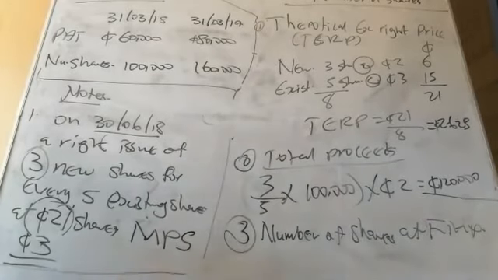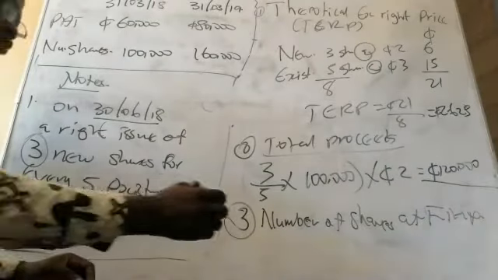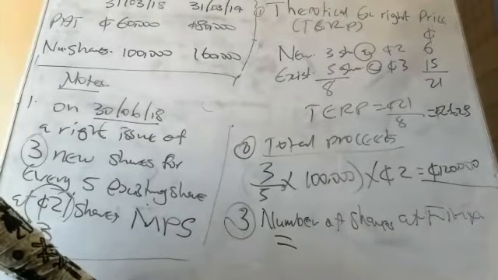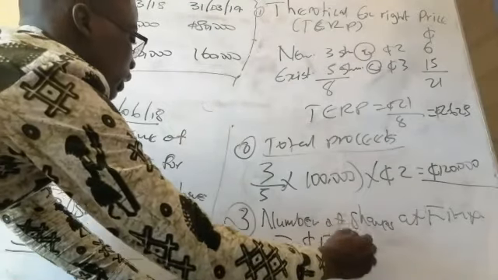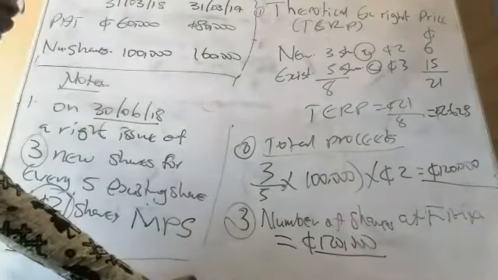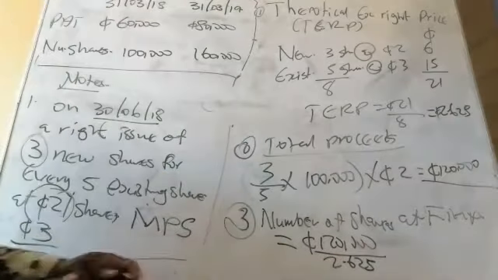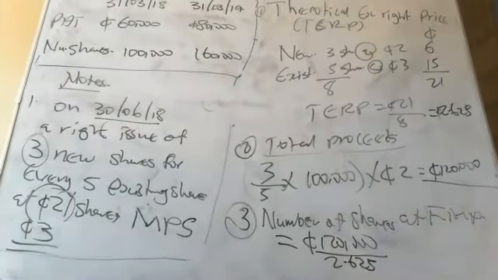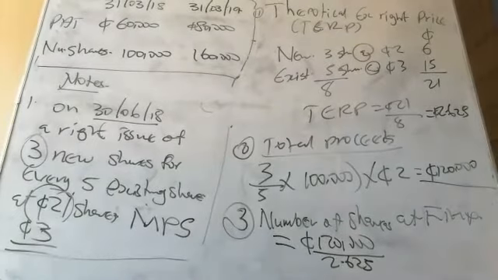Become the TEP. So that's why we are dividing by TEP. Therefore, it will be equal to the 120,000 Ghana cedis divided by the TEP. So the TEP will be 2.625. That's the TEP. So if you divide 120,000 by 2.625, you get what? So let's see.